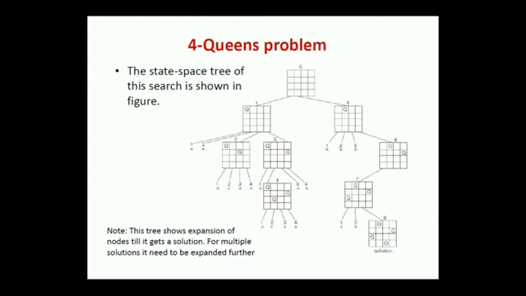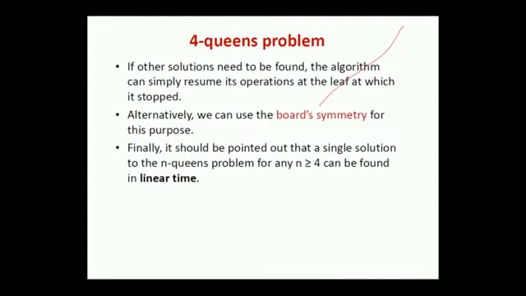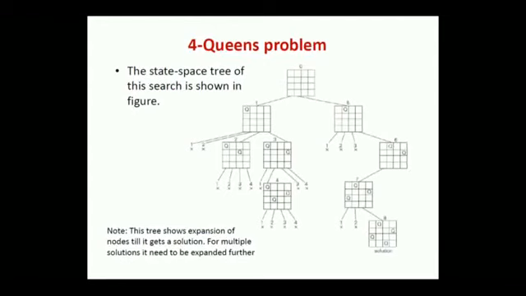So all these nodes that show a cross are the non-promising nodes and we do not get solutions from them. So therefore we try to eliminate them.